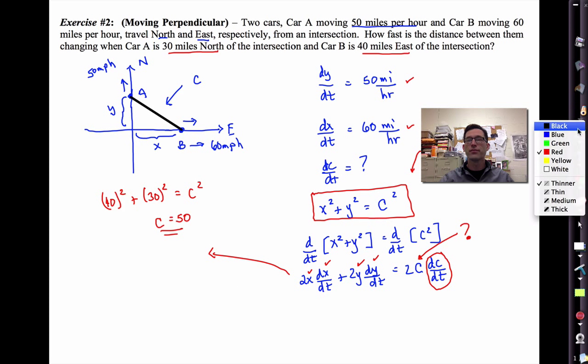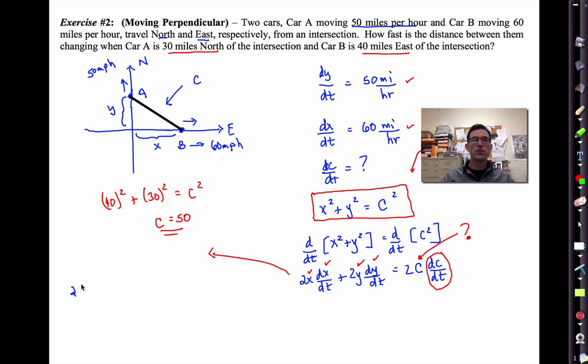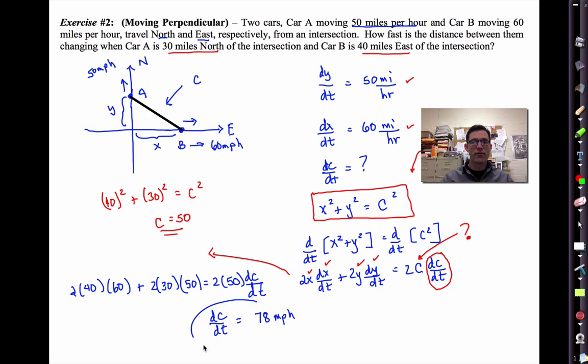I'm going to go back to blue. We can say 2 times x, which is 40, times dx/dt, which is 60, plus 2 times y, which is 30, times dy/dt, which is 50, equals 2 times c times dc/dt. I'm not going to go through all the algebra, but what we'll find, because there's not much left, is we'll find that dc/dt is a whopping 78 miles per hour.